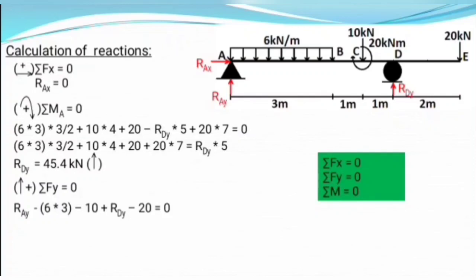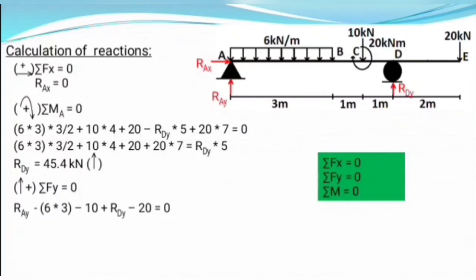Since we considered upward direction force as positive, it is taken as positive, and 6 into 3 is force due to UDL and is acting in downward direction, so it's taken as negative. Also, our point force of 10 kilonewton is also acting downward, so it's taken negative. Now, RDY is the reaction force acting in upward direction, so it's taken positive. And finally, 20 kilonewton is point force acting in downward direction and is taken negative.